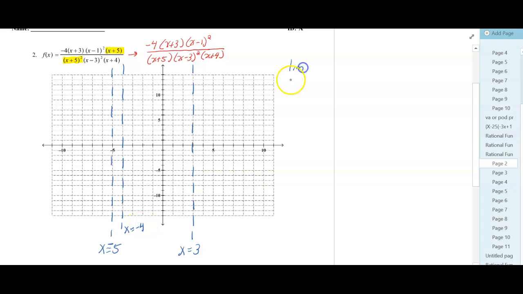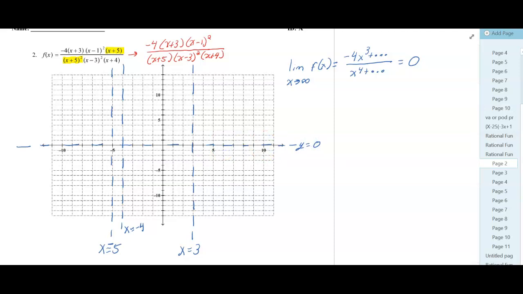To find the horizontal asymptote, we're going to send x to infinity for the function. If you look at the reduced or the non-reduced, it really doesn't matter. If you look at the reduced, you're going to get negative 4x cubed in some other terms, divided by x to the 4th, plus some other terms. So the limit here will be 0. That means the horizontal asymptote is on top of the x-axis, or y equals 0.